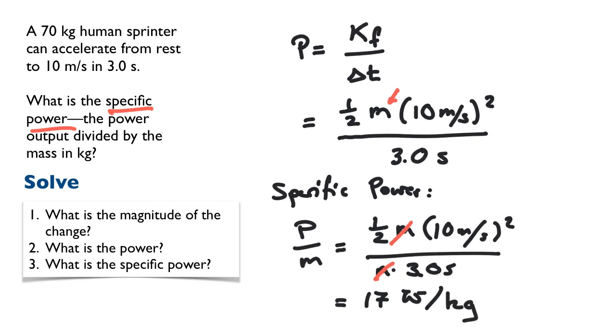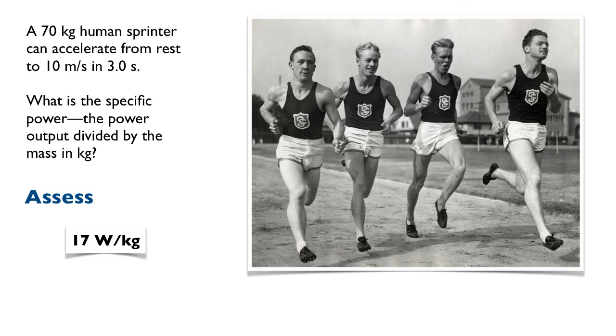And here's my assessment. 17 watts per kilogram, is that a lot? Well, it's an elite sprinter, and we're going to use this number to judge other things by. You are going to do a couple of examples in the lab where you're going to measure your specific power, and as you're doing that, I want you to compare versus this number. This is what elite athletes are capable of.